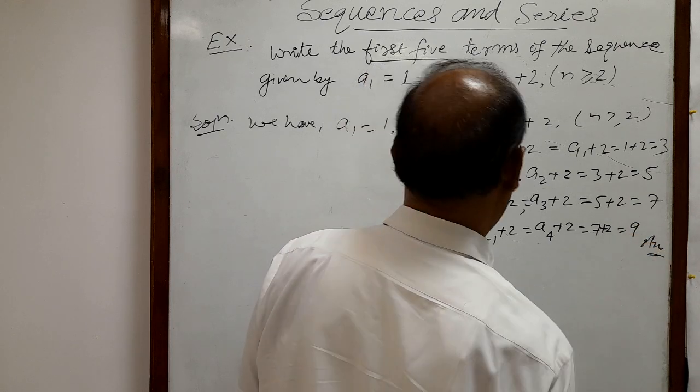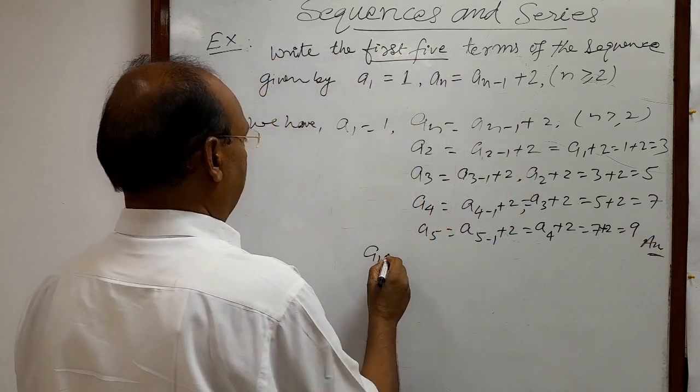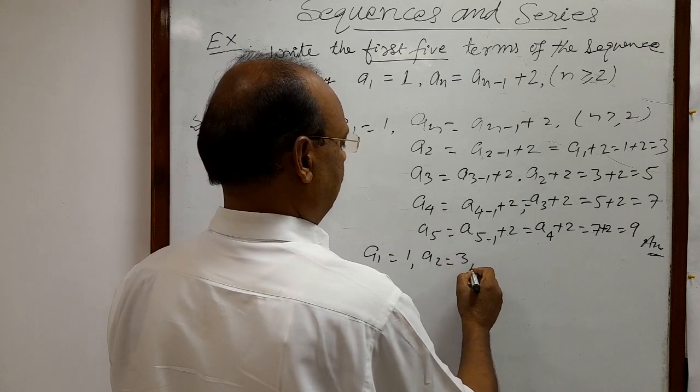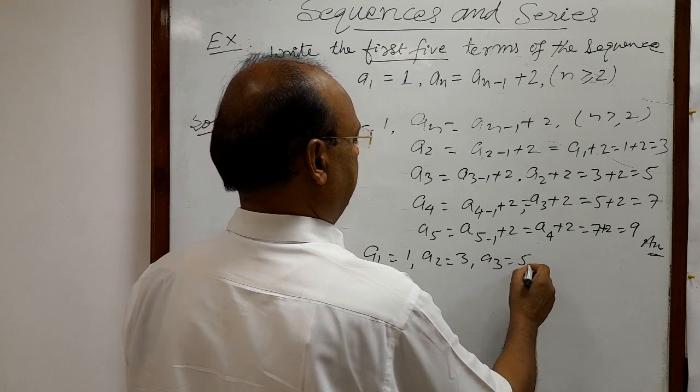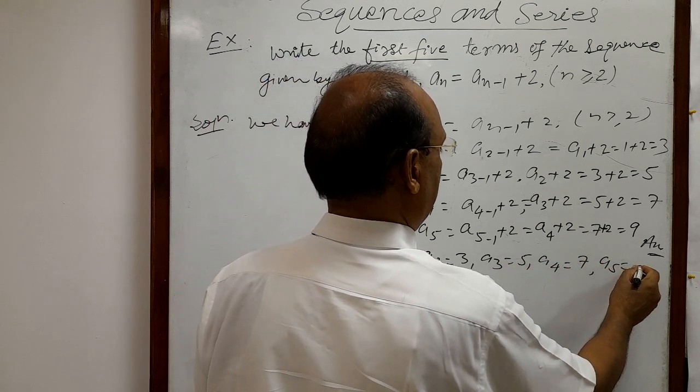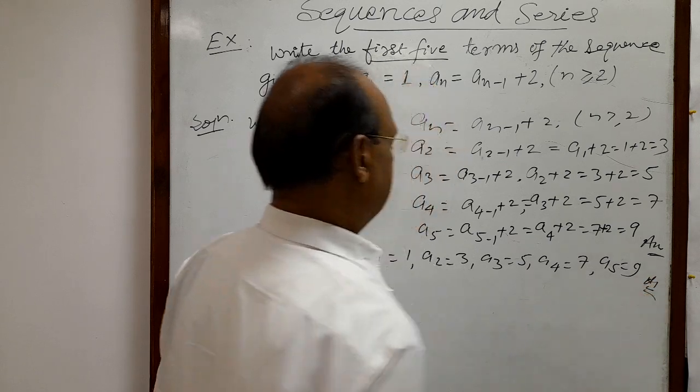So these are the answers. We are getting here: a1 is equal to 1, a2 is equal to 3, a3 is equal to 5, a4 is equal to 7, and a5 is equal to 9. So these are the results.